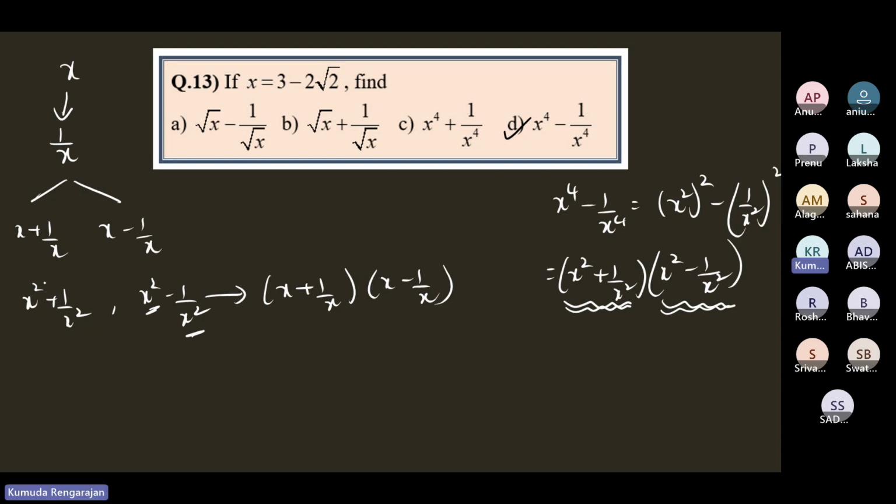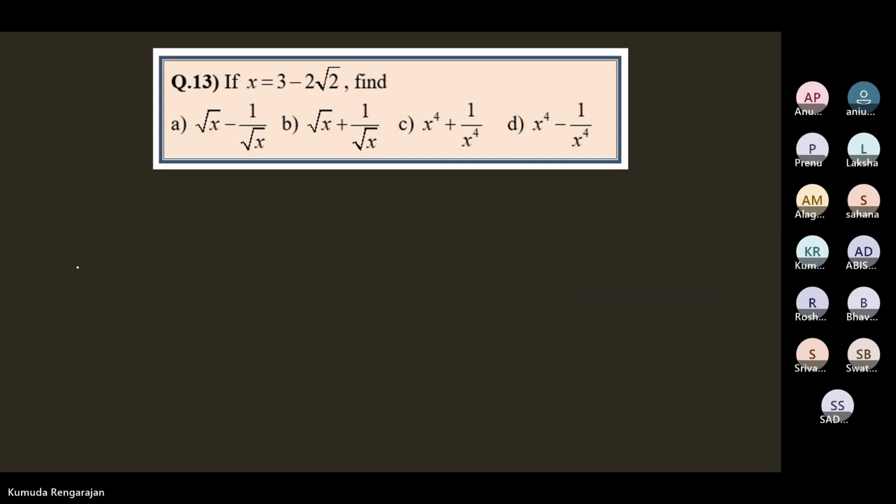And this one you can get x squared plus 1 by x squared by squaring this one or this one. How do you find x squared minus 1 by x squared? This is like a square minus b square, a plus b into a minus b, x plus 1 by x into x minus 1 by x.